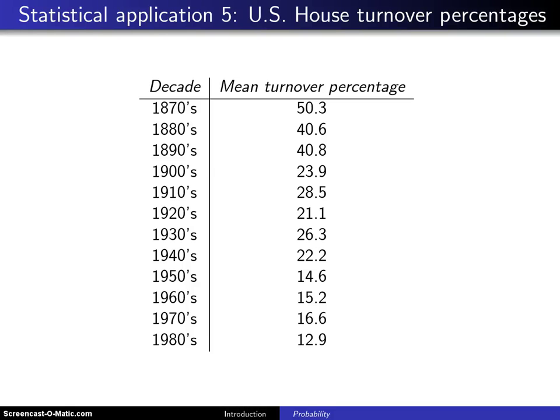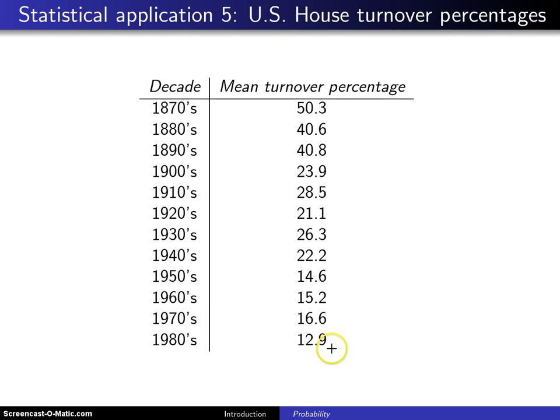The fifth and final example of a statistical application is the U.S. House of Representatives turnover percentage. And as you can see in the table below, here are the various decades, the 1870s through the 1980s. And in each one of those decades, this gives you the mean turnover percentage.